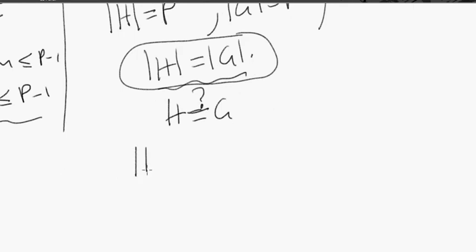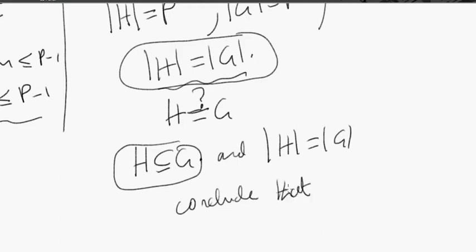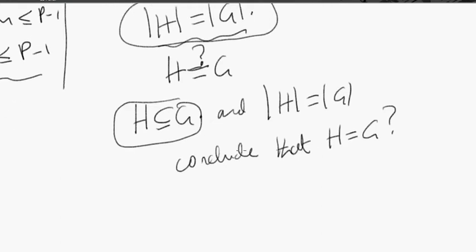Would we need to prove that H is actually a subgroup of G? Suppose we knew that H is a subgroup of G and the order of H equals the order of G. Would that be enough for us to conclude that H equals G? Right. So let's think about whether H is actually a subgroup of G, a subset of G, or not.